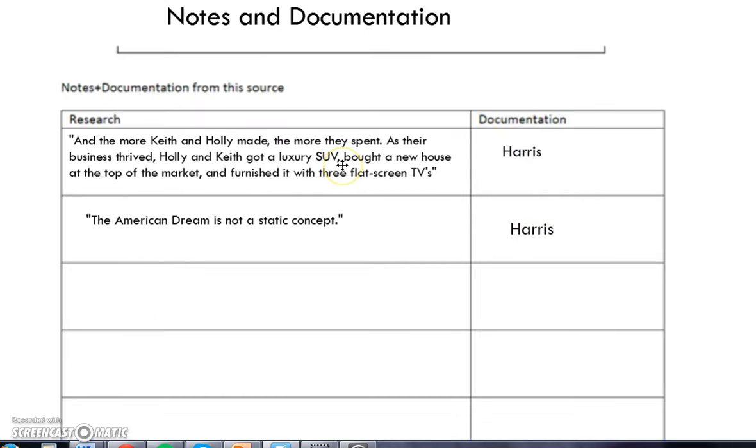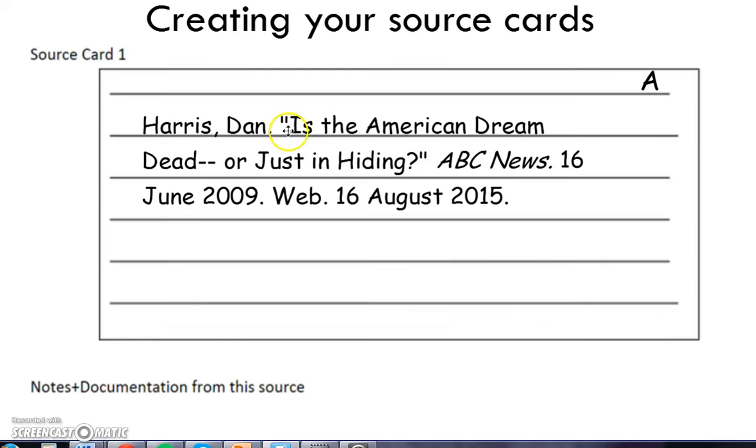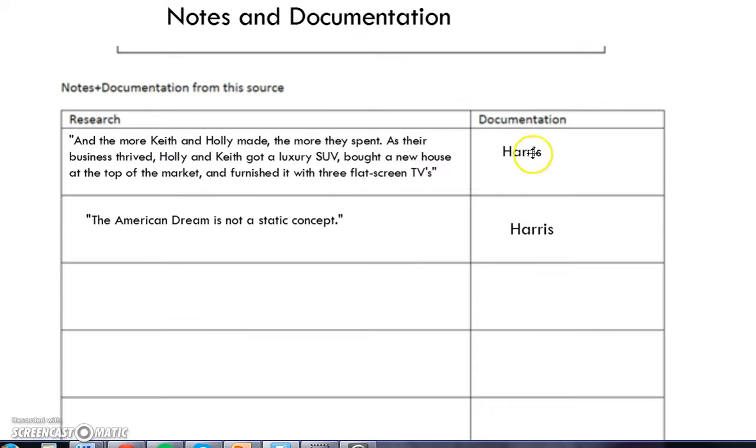If the author was not available and the first part of that entry were the title, then you put the first two major words of the title. So this would be, you would put "Is the American Dream" here. If any page numbers were available, you would put the page number where this concrete detail is located. In this case, we don't have a page number.